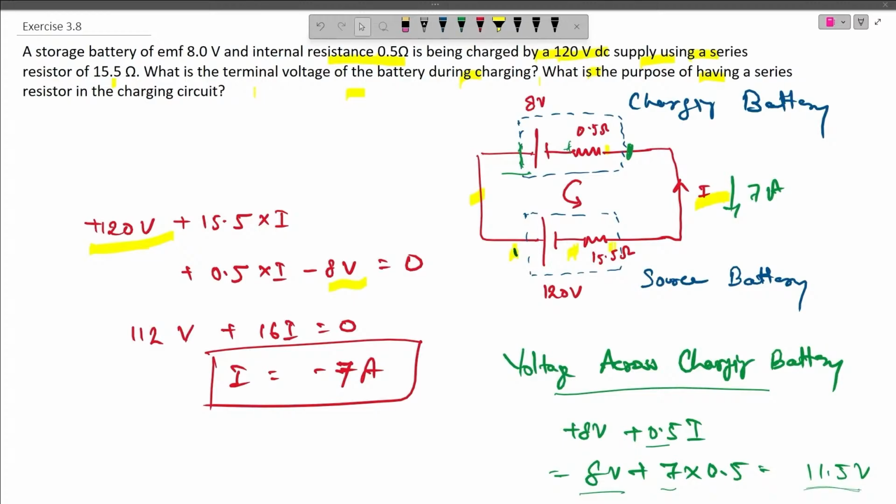The question also asked, what is the purpose of having a series resistor in the charging circuit? The series resistor limits the current flowing through the circuit. Without a resistor, the current would be very high due to the large voltage difference between the DC supply and the battery's EMF, potentially damaging the battery or the circuit. By controlling the charging current, the resistor helps in safe and steady charging of the battery, reducing the risk of overheating or overcharging.